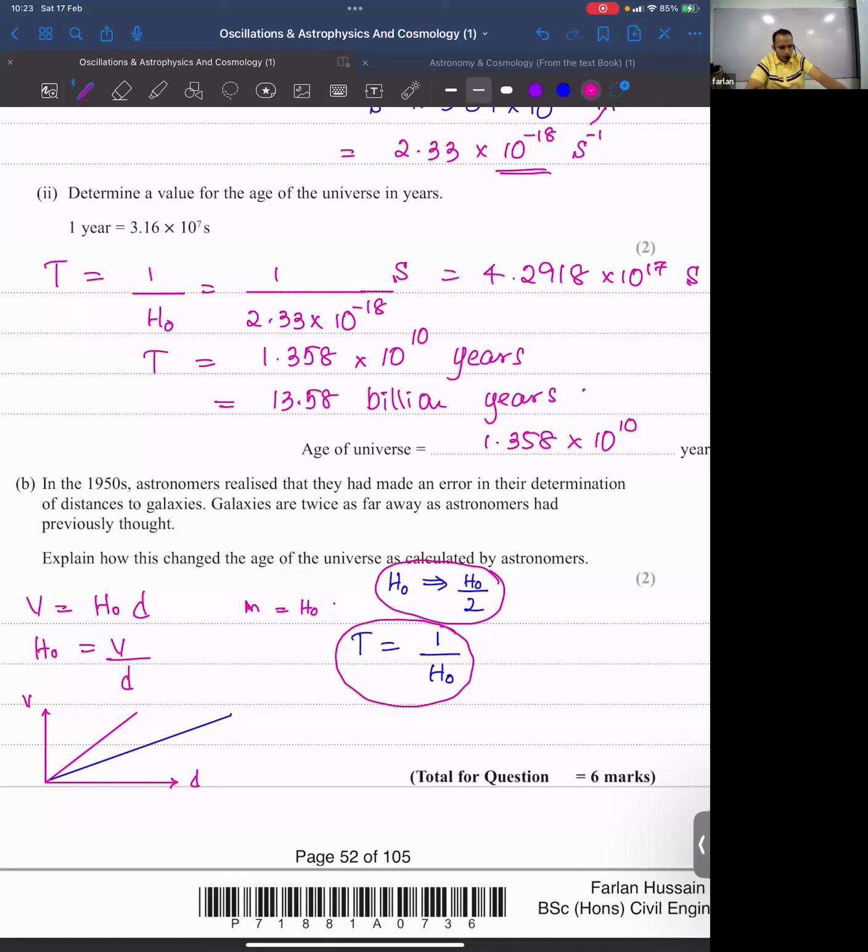Okay. So this is a 2 marker, you can write. Any questions?